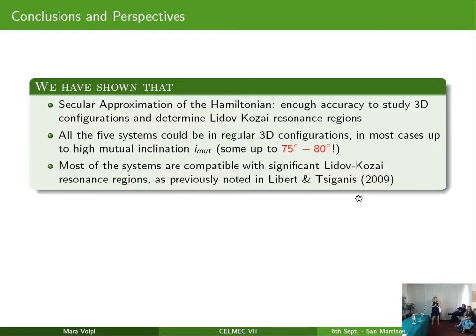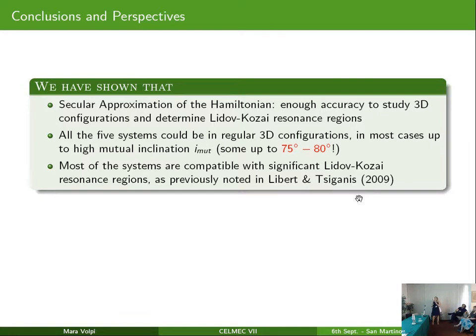So just to wrap it up, we have shown that the circular approximation of the Hamiltonian that we have used is accurate enough to perform a 3D parametric study of the 3D configurations, and it is effective in determining the Lidov-Kozai resonance regions. We have seen that, as for our circular Hamiltonian, all the 5 systems could be in regular 3D configurations, in most cases up to very high values of the mutual inclination, and in some cases even up to 75 or 80 degrees, which is quite impressive.